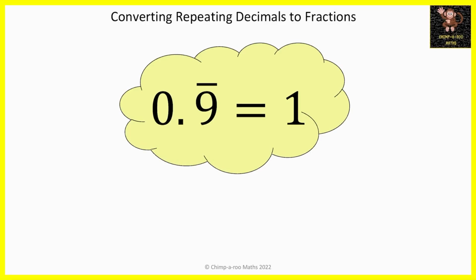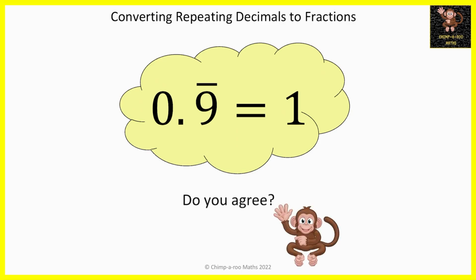0.9 recurring is equal to 1. That's quite a bold statement. Do you agree? Well, let's see if we can convert repeating decimals into fractions and then see if we can prove that this is the case.